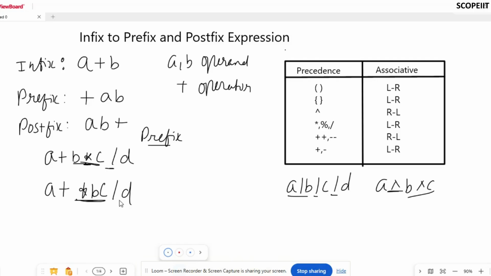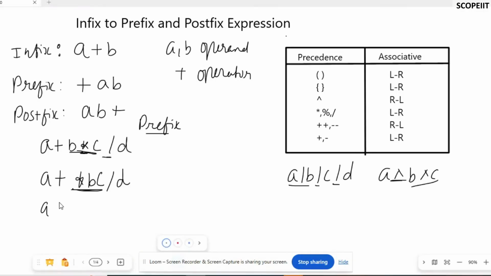Now which operator do we have to solve? This divide. So consider this as one term, for example A, and this other one term as B. So suppose we have A divided by B, then what is your prefix? Divide AB. Correct. So now it will become A plus, then this is one term, this is one term, as I explained to you. So it will become divide, multiply BC, and then D.